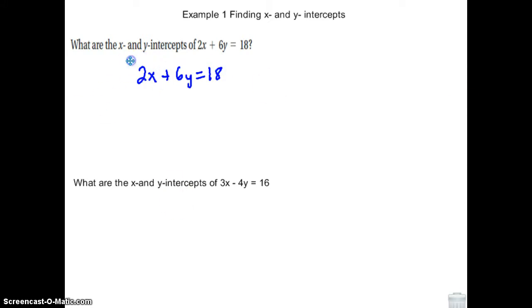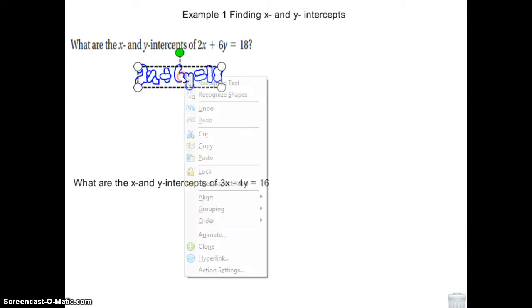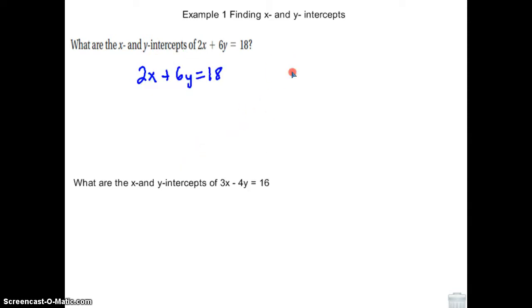So I'm going to copy that and paste it and move it over. Oh, that didn't work. Technology. I love technology, not as much as you. Oh, here we go.